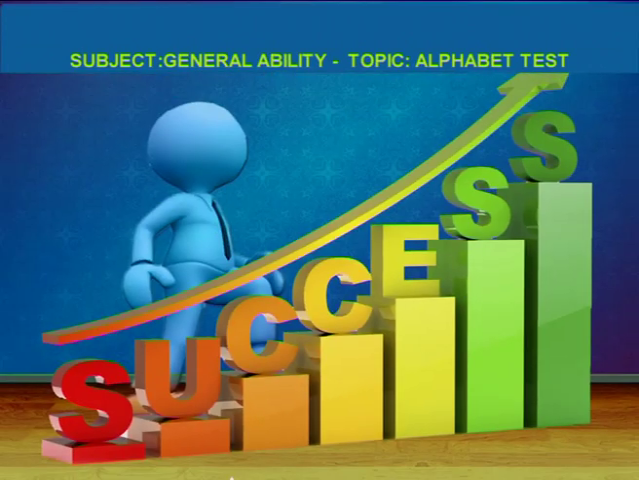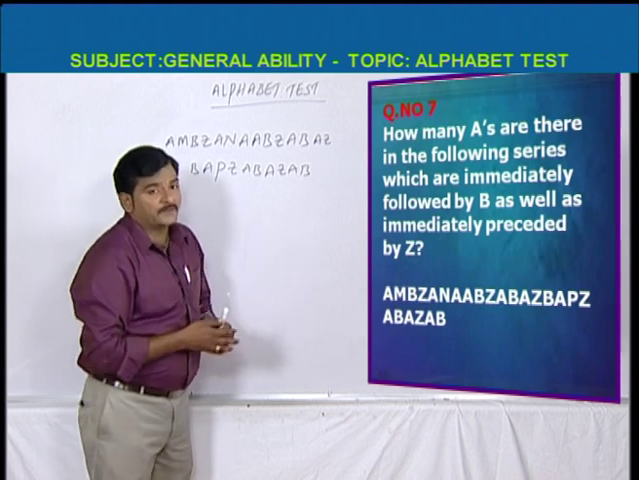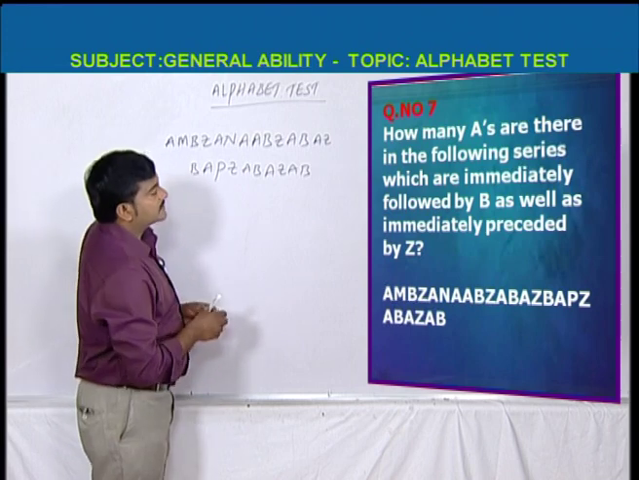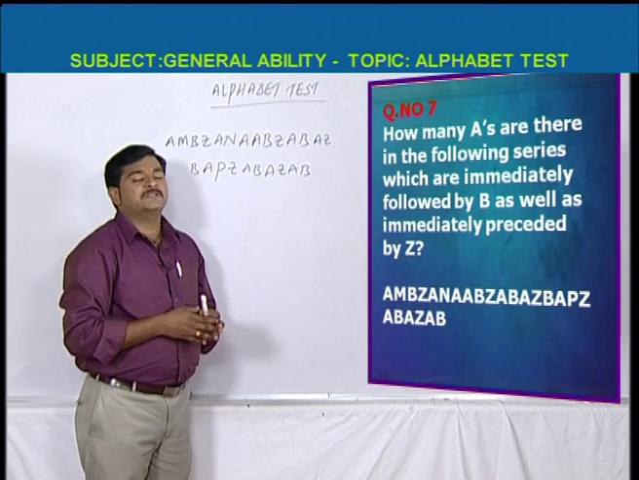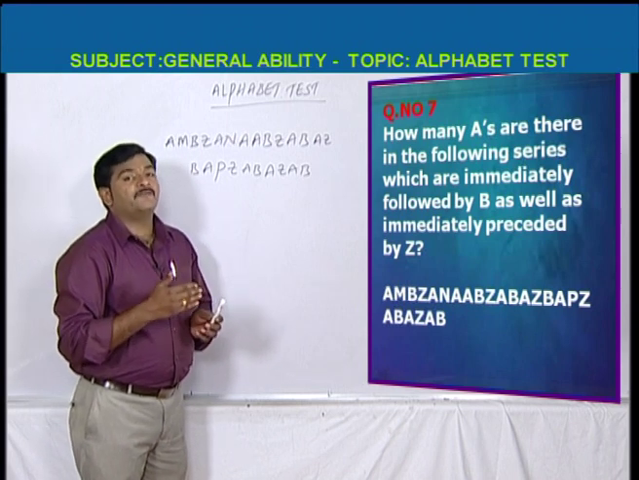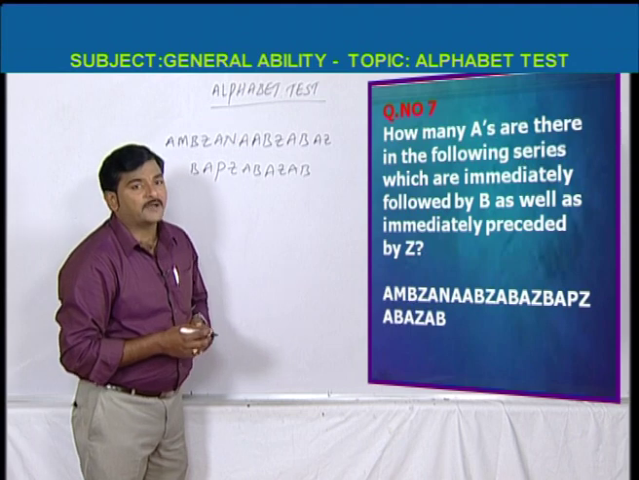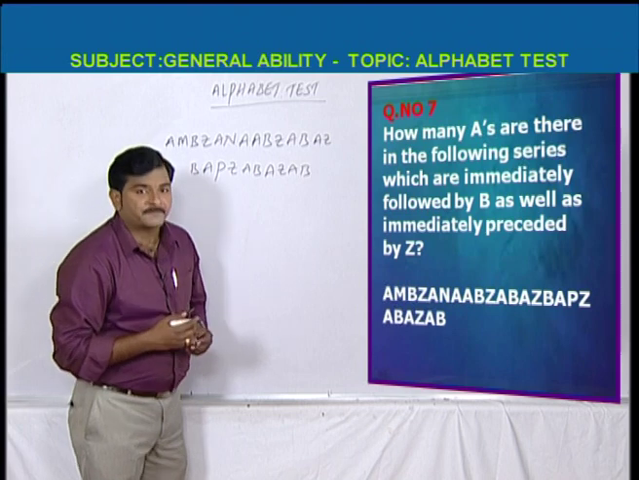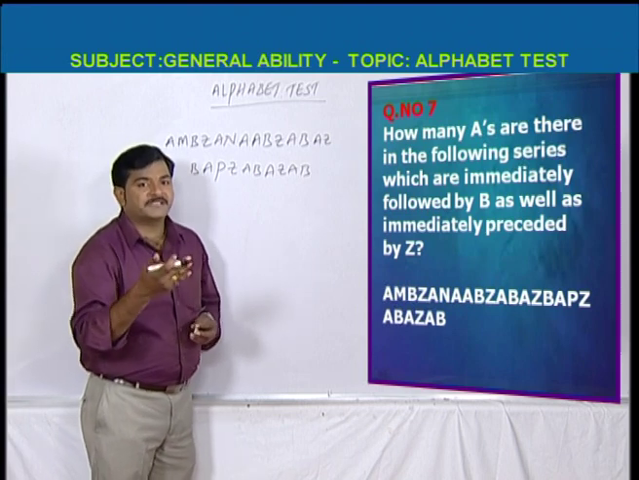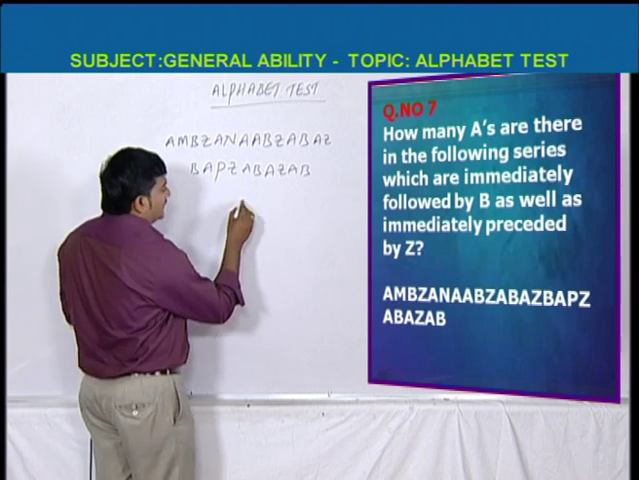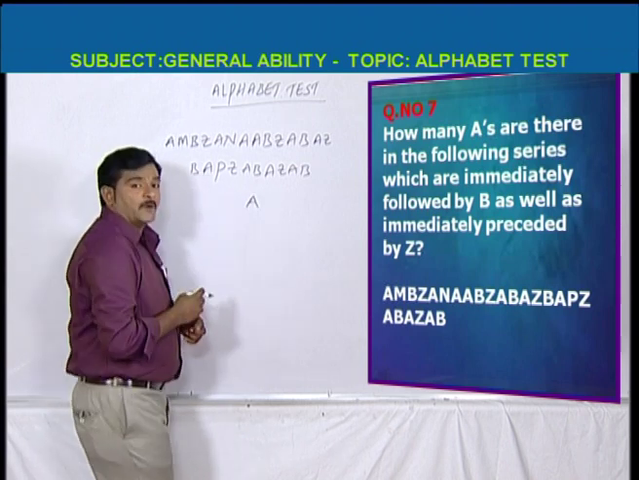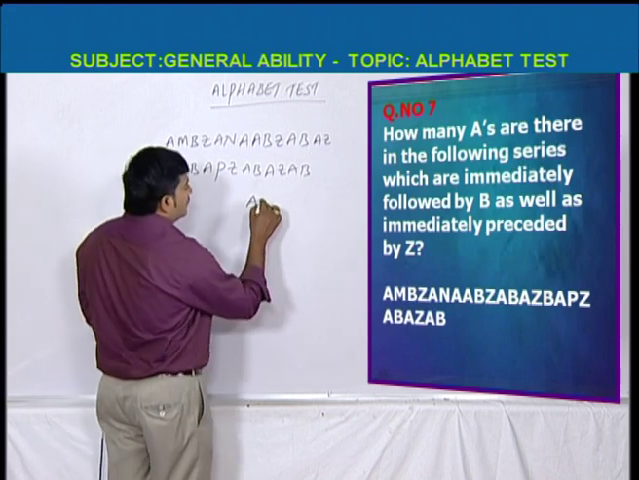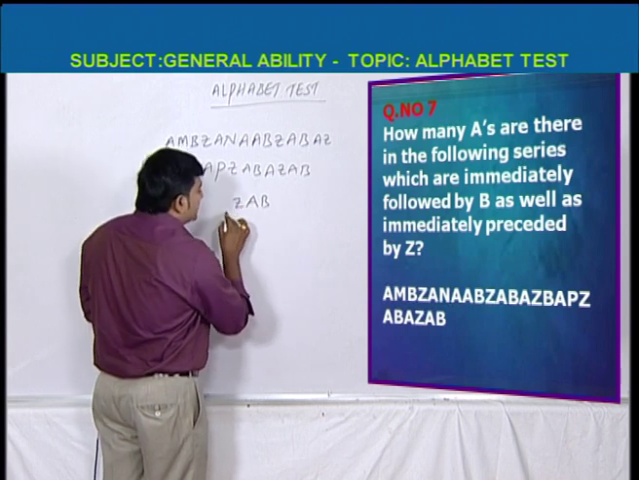So again, the question is as follows. What did he ask you to find? He asked you to find how many A's are there in the following series which are immediately followed by B, as well as immediately preceded by Z. I repeat, he asked you to find how many A's are there which are followed by B, as well as preceded by Z.